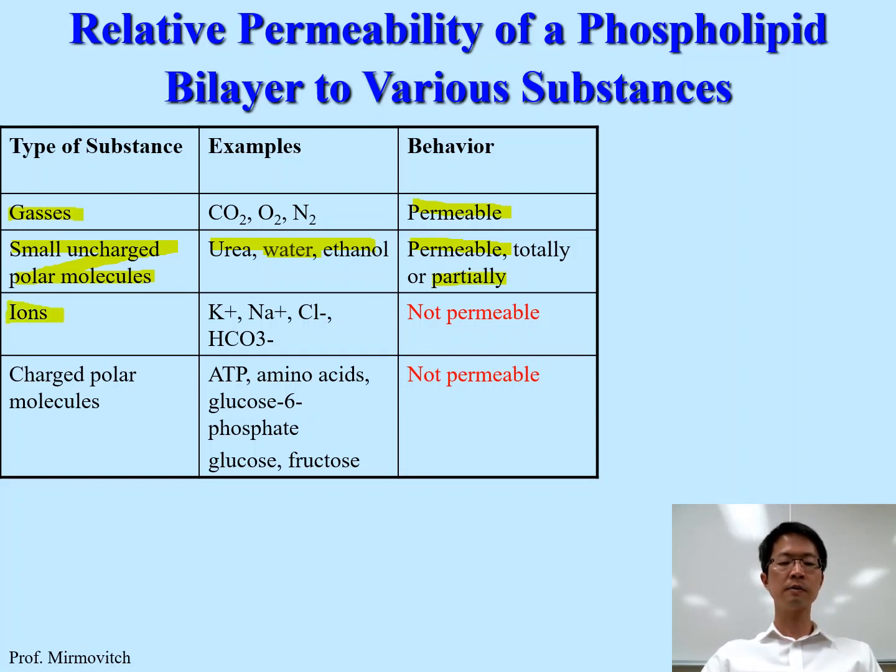Ions, they're not permeable. They need, I told you, leak channel, voltage gated channel, or ligand gated channel. Charged polar molecules, well, a lot of these, are also not permeable. They also require a membrane protein.